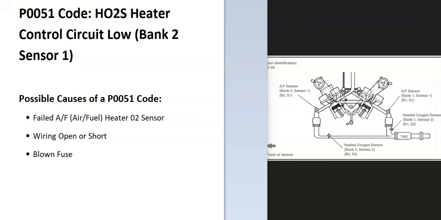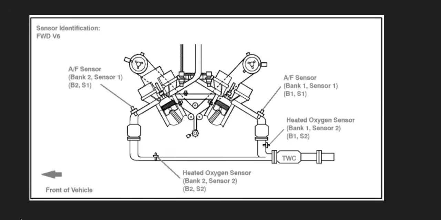And some possible causes of a P0051 code, well, it could be a bad sensor, could be in the wiring like an open or a short, and possibly a blown fuse. And so the first thing to do when you get this code is to go locate the bank 2 sensor 1 oxygen sensor. And there can be some differences on where exactly it's located depending on the vehicle, engine, year, and things like this. So it's always a good idea to go get a diagram of your particular engine to know for sure what's going on.